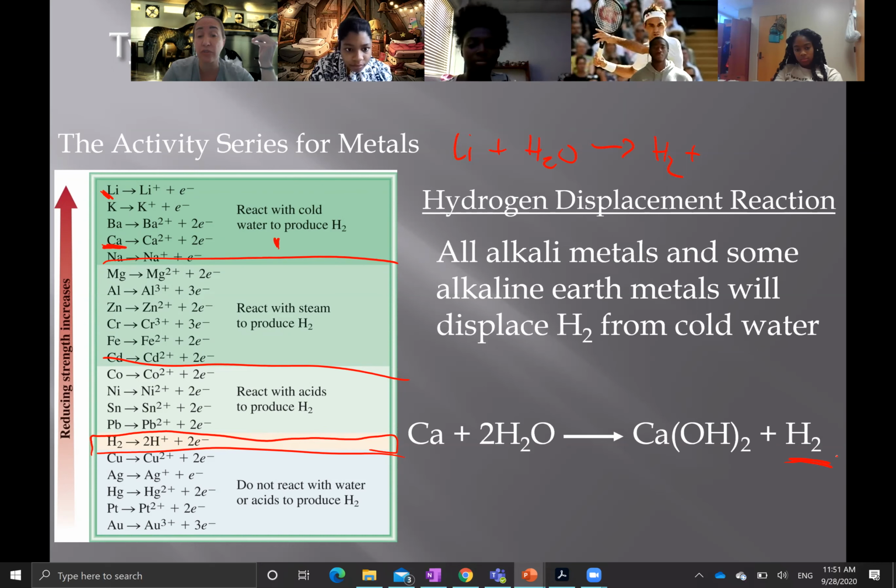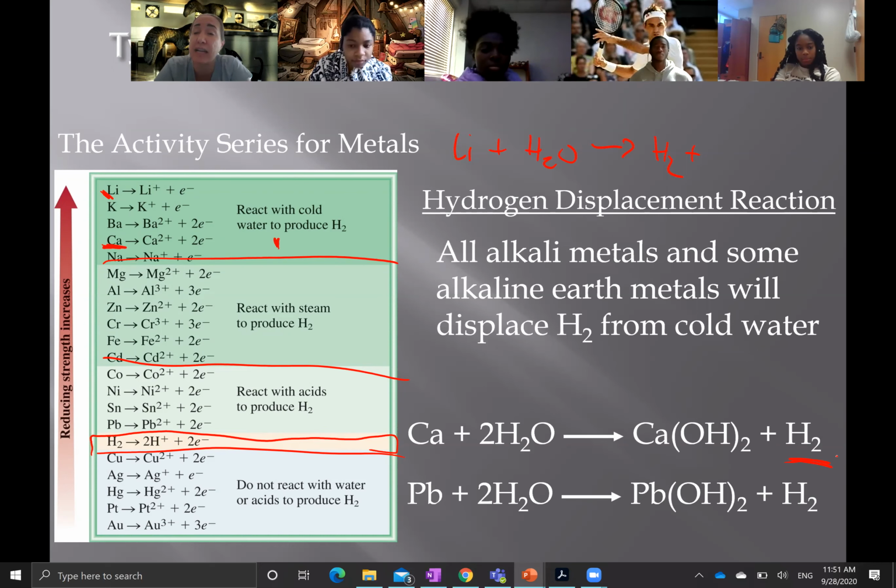Now, if I asked you about somebody else, I'd say, okay, if I add cold water with lead, am I going to displace hydrogen? You would look here and you would say, no, because Pb is down here, and the only way you can displace hydrogen from lead is if you add an acid. All right? So does everyone understand the chart?